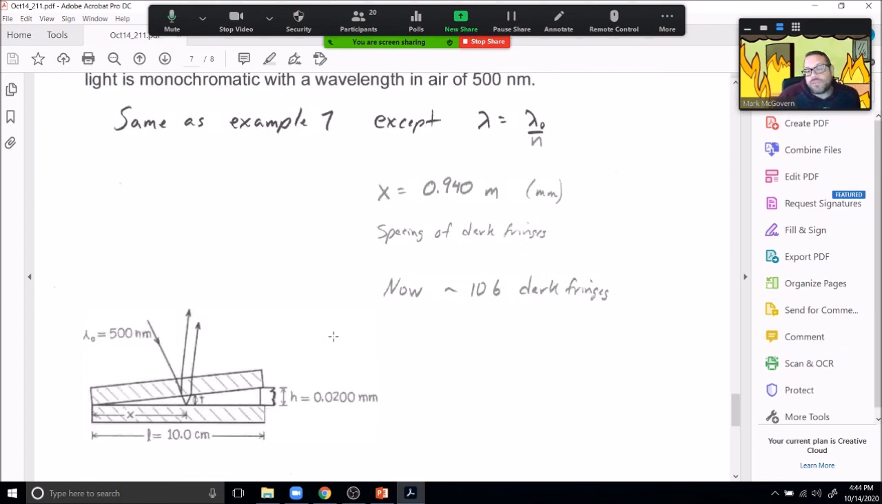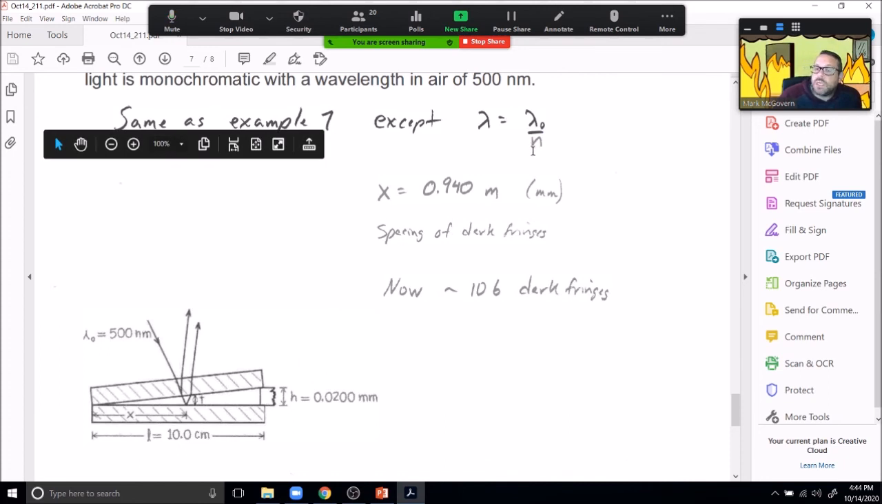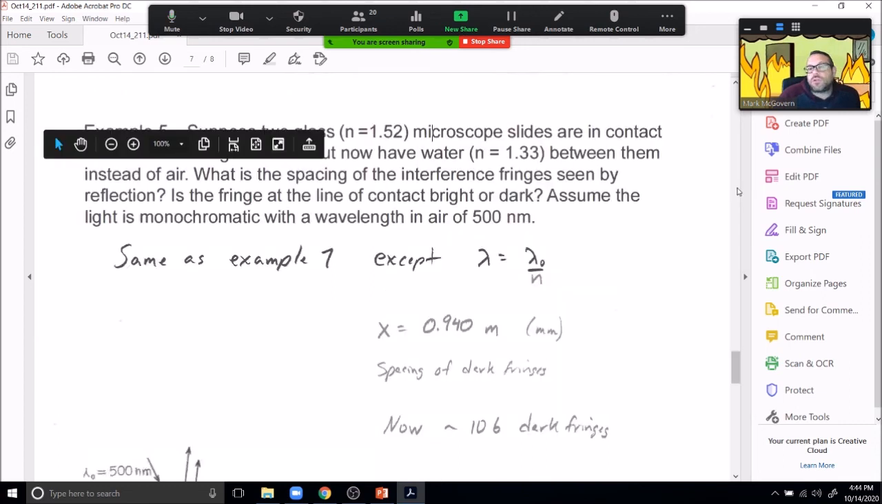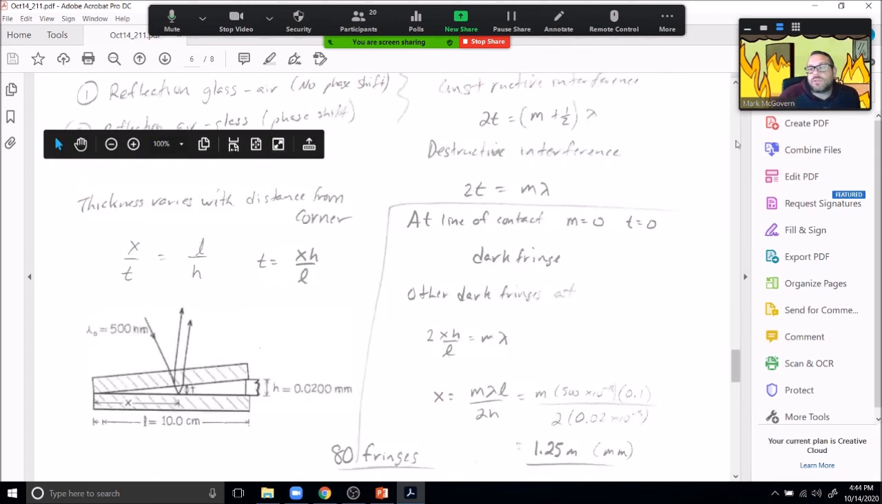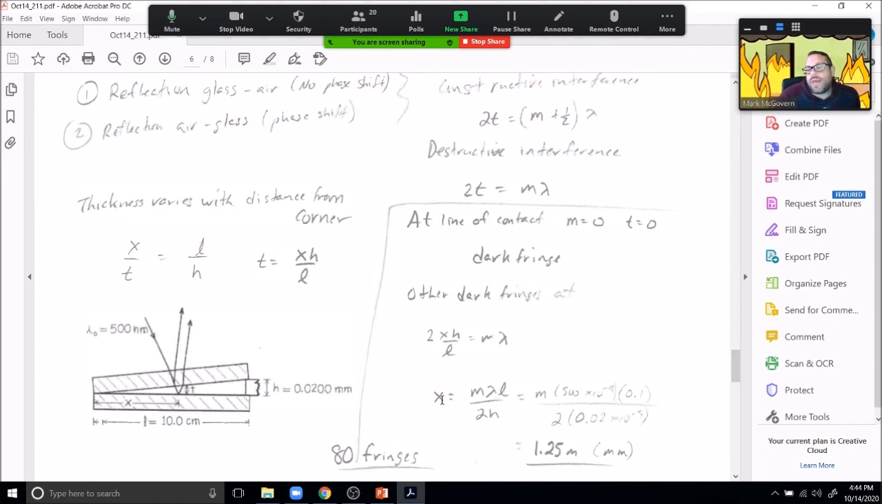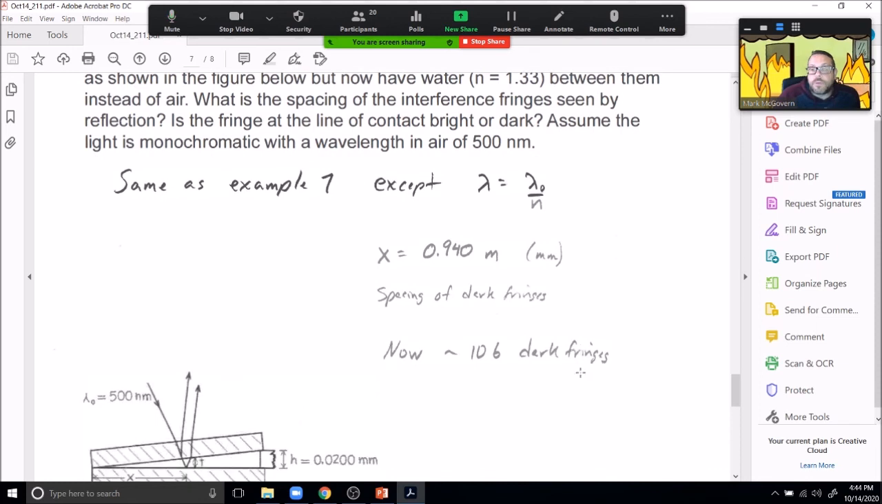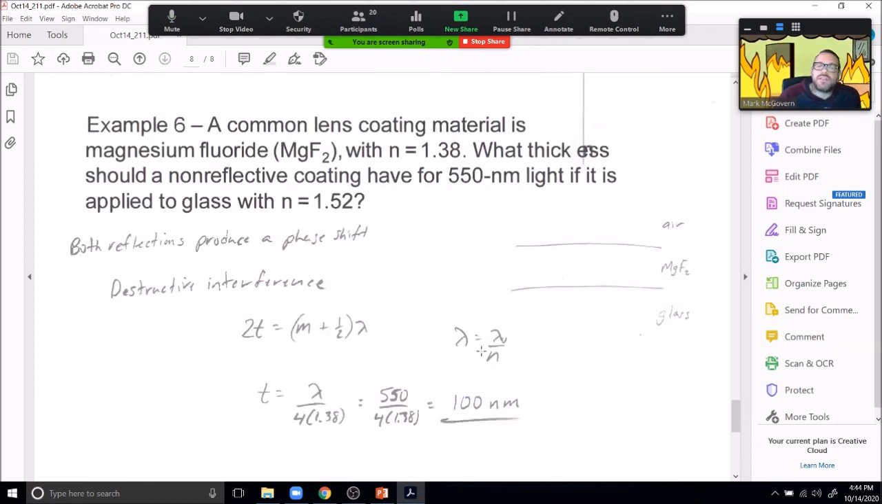You're doing the same stuff. You just have to put in a different value for lambda. And if we do that, let's go back to that example. We're driving the value of lambda down, right? So if we drive the value of lambda down, then the value of x is going to decrease, which means you can fit more fringes in the same length. And yeah, now our space is not 1.25, now it's 0.94, and now we can fit 106 fringes in there. Pretty nice. This stuff's awesome.